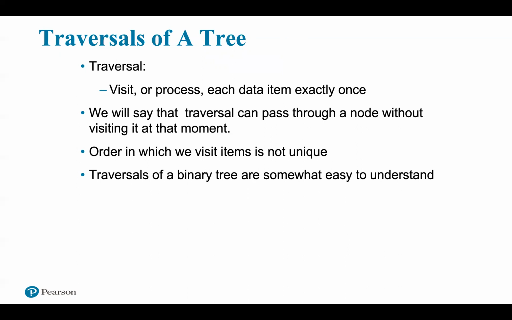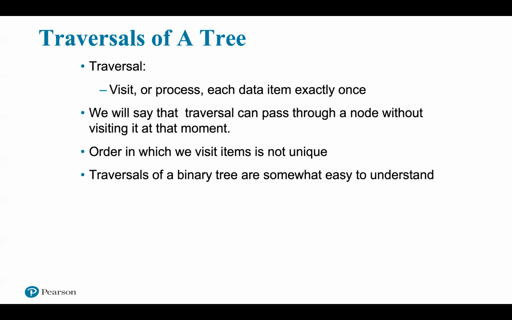Traversing the items in a data collection is a common operation that we have seen in previous chapters. In those cases, data was arranged linearly so that the sequence of the items in the traversal was clear, which is not the case for a tree. In defining a traversal or iteration of a tree, we must process each node's data item exactly once. However, the order in which we visit nodes is not unique. We can choose an order suitable to our application. Traversals of a binary tree are somewhat easier to understand than traversals of a general tree.